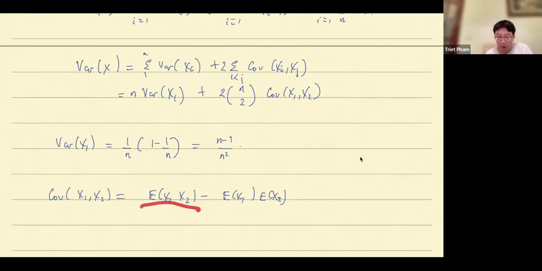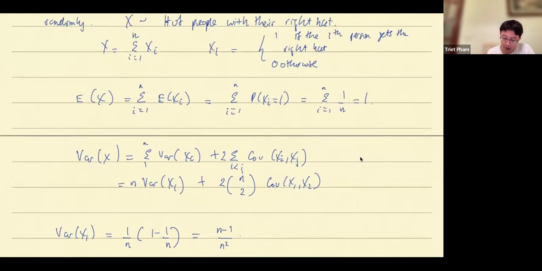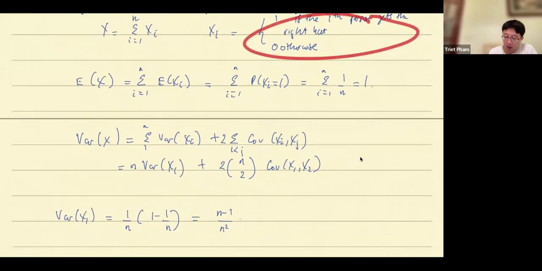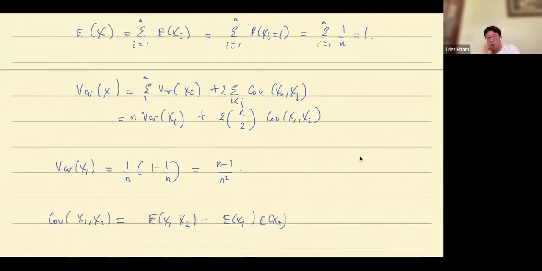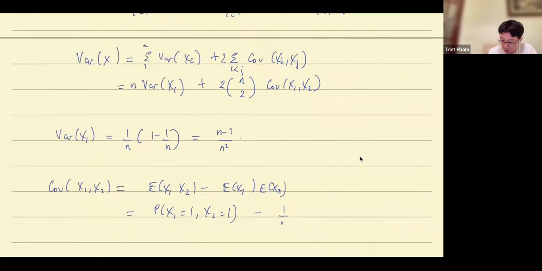Now, what is this? We also talked about this before. If each of the x is an indicator function, then the product represents the indicator of the and of the two events, the joint of the two events. So this is just the probability that x1 times x2 equals 1, or the probability that x1 equals 1 and x2 equals 1. All right, and we can plug in this 1/n squared.